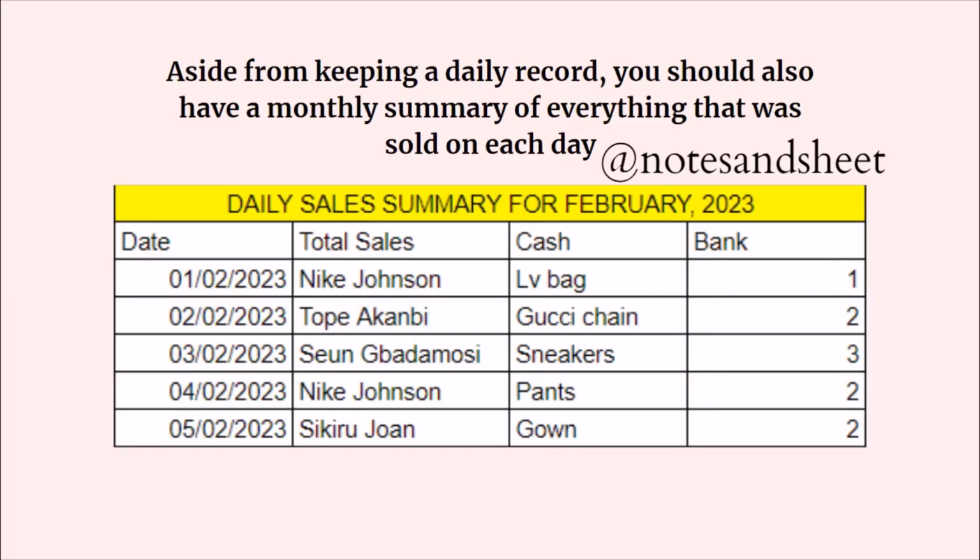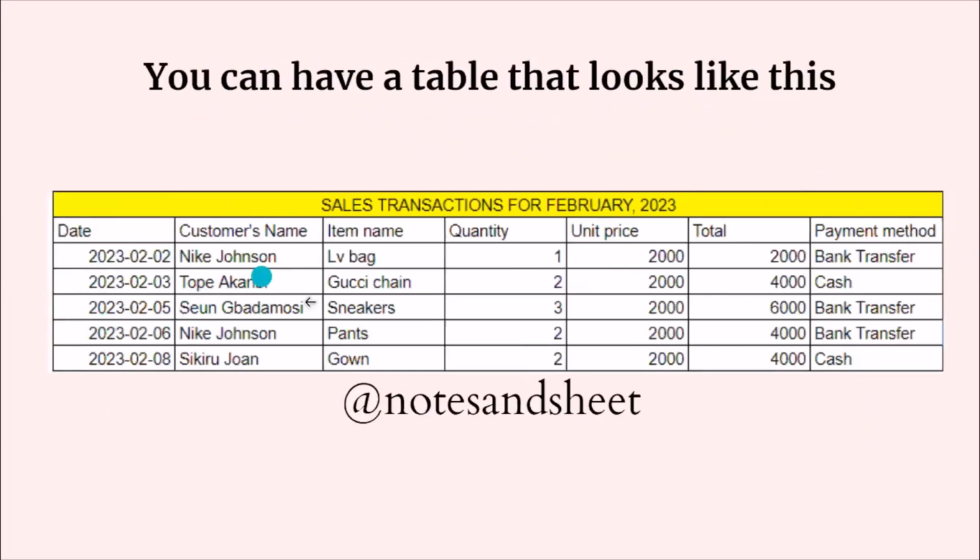But if you are using manual bookkeeping, this is something that you can use. Aside from your daily sales, you need to also keep a monthly summary of everything that was sold on each day. So in this first record that we are keeping, maybe someone bought in a day, like for example, on the 31st of July, you made about 20 sales and you have written all of the 20 sales on that 31st of July.